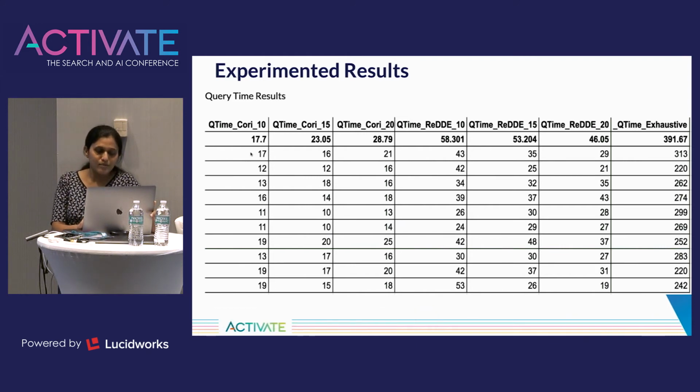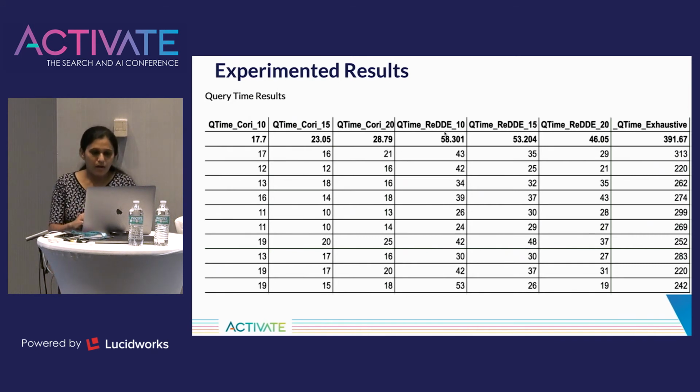So each query was searched, using this algorithm, against 10 shards. It would pick the top 10 ranked shards through this algorithm, and then search against those shards. And then we also have a qualitative analysis in the next slide. But you see the query time here. For just searching against 10 shards, it took 17 milliseconds. And then for 15 shards, it was 23. I think this is expected. And if you search 20 shards, then it's 28.